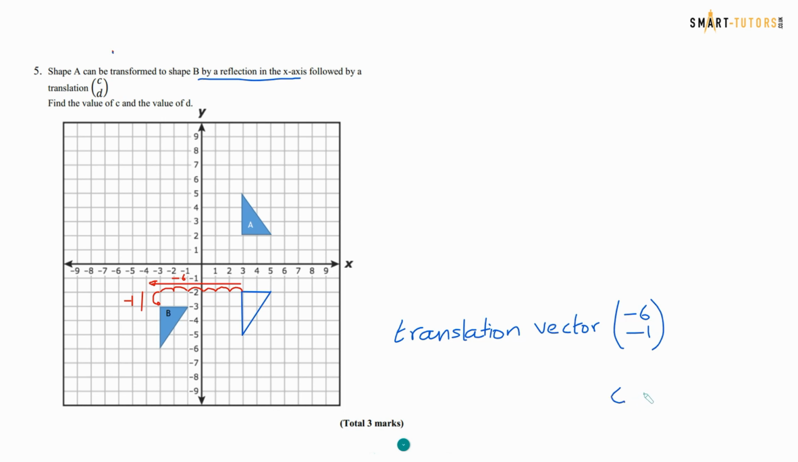So C is going to be minus 6 and D is going to be minus 1. So that is the answer for question number 5.